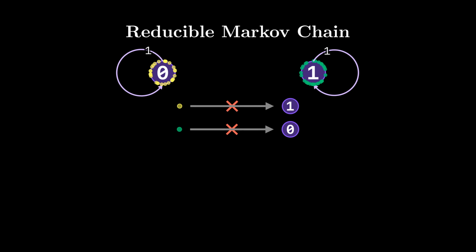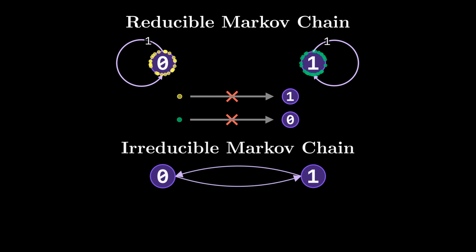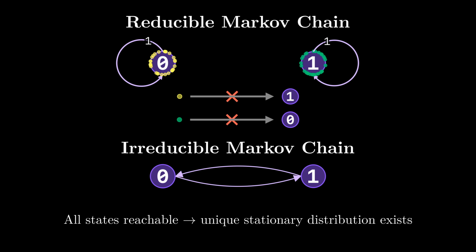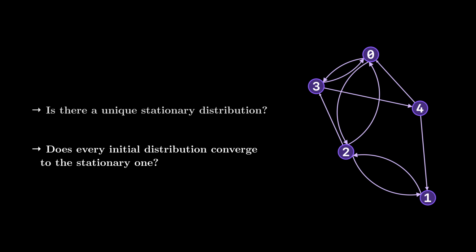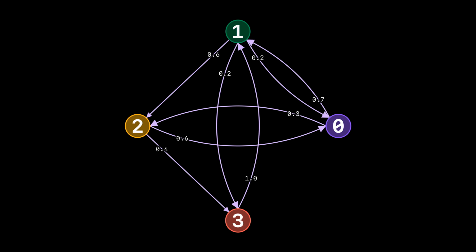In fact, what we really want for stationary distribution analysis is irreducible Markov chains, which have the property that any state has a chance to be reached from any other state. It turns out that for any irreducible Markov chain, a unique stationary distribution always exists. Now the next question for irreducible Markov chains is if it's true that any initial distribution eventually converges to the unique stationary distribution. Let's take a moment to discuss what we mean by convergence.